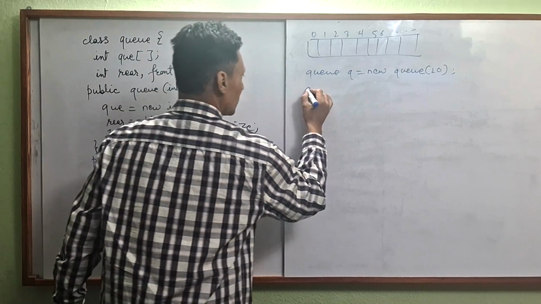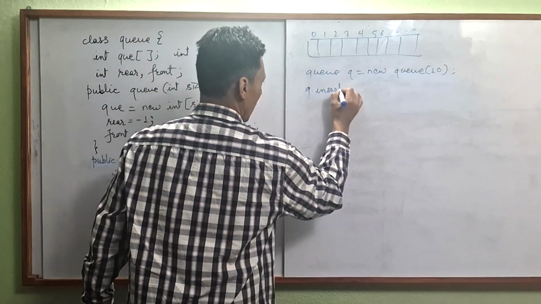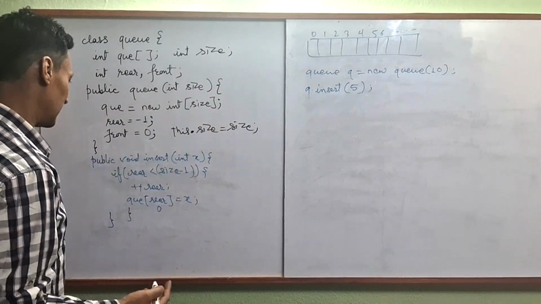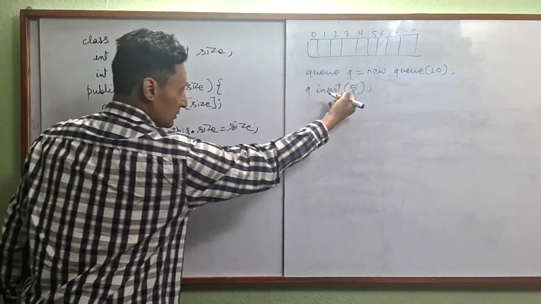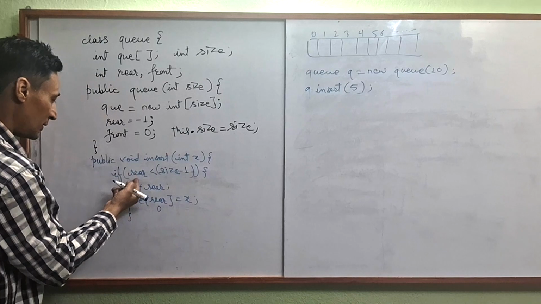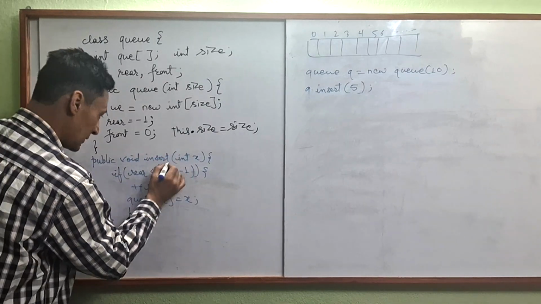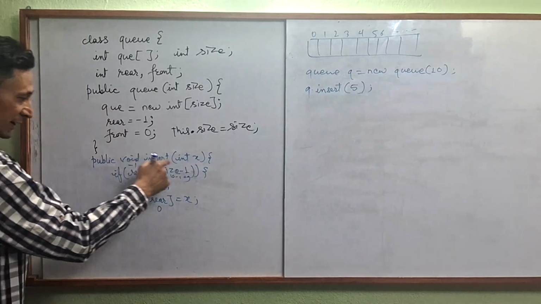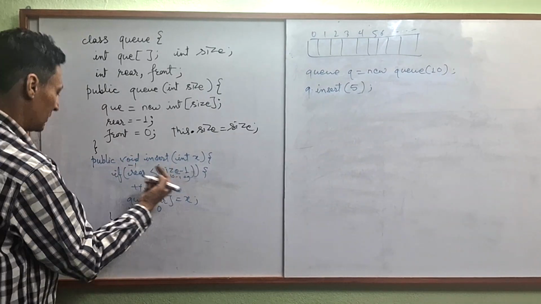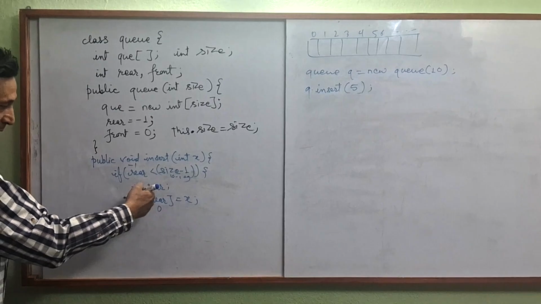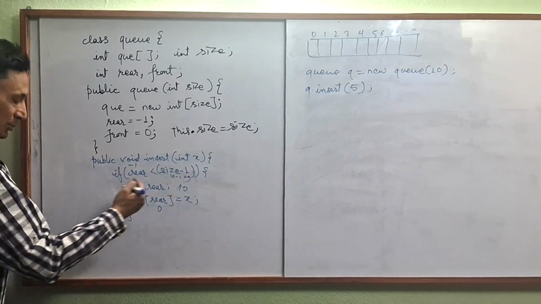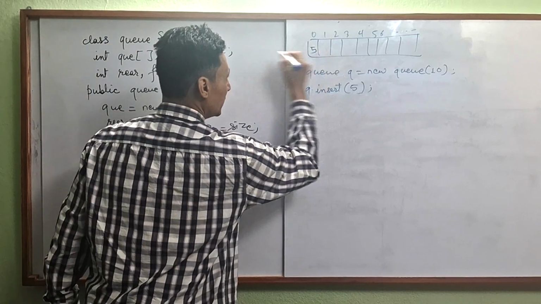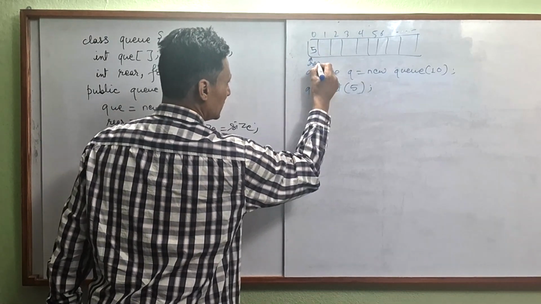Now let's call the insert function, insert 5. Now what will happen as we call insert is, this 5 is assigned to x. Rear is less than size - 1, that is 10 minus 1 is 9, rear is -1. This condition evaluates true, -1 is less than 9. So rear will be incremented by 1, so rear will become 0. So in the 0th position, we are assigning x. That means this 5 will be stored here, and rear will point to this position.